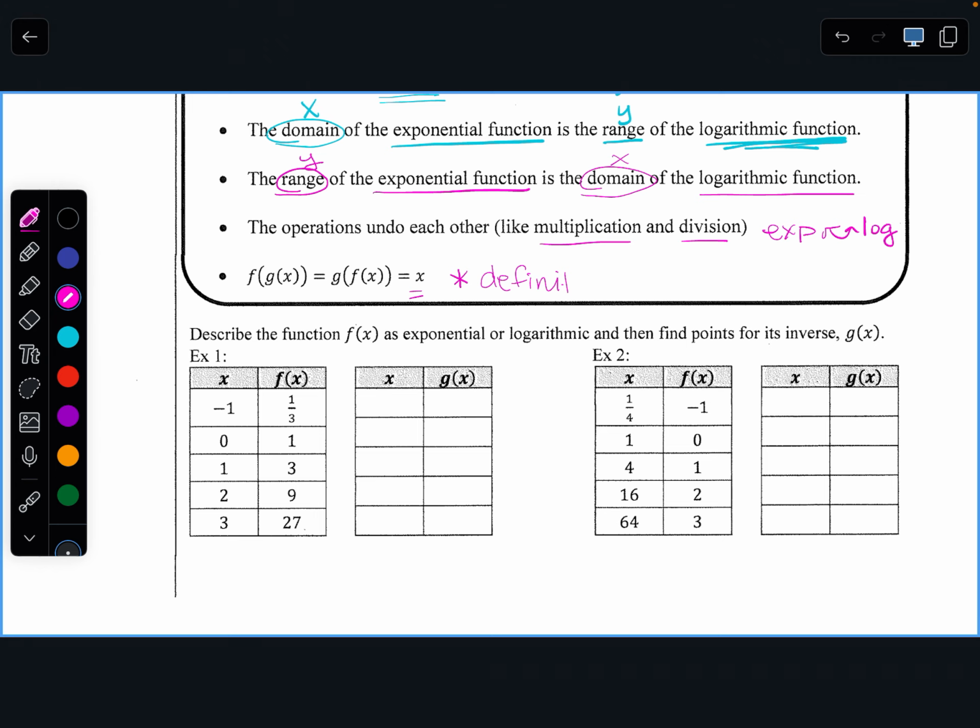So let's jump into example number one. It says describe f of x as an exponential or logarithmic function. So remember how we talked about before, if it was exponential, the x values were adding, the y values were multiplying. If it was logarithmic, the x values were multiplying, the y values were adding. So let's look at what's going on here.